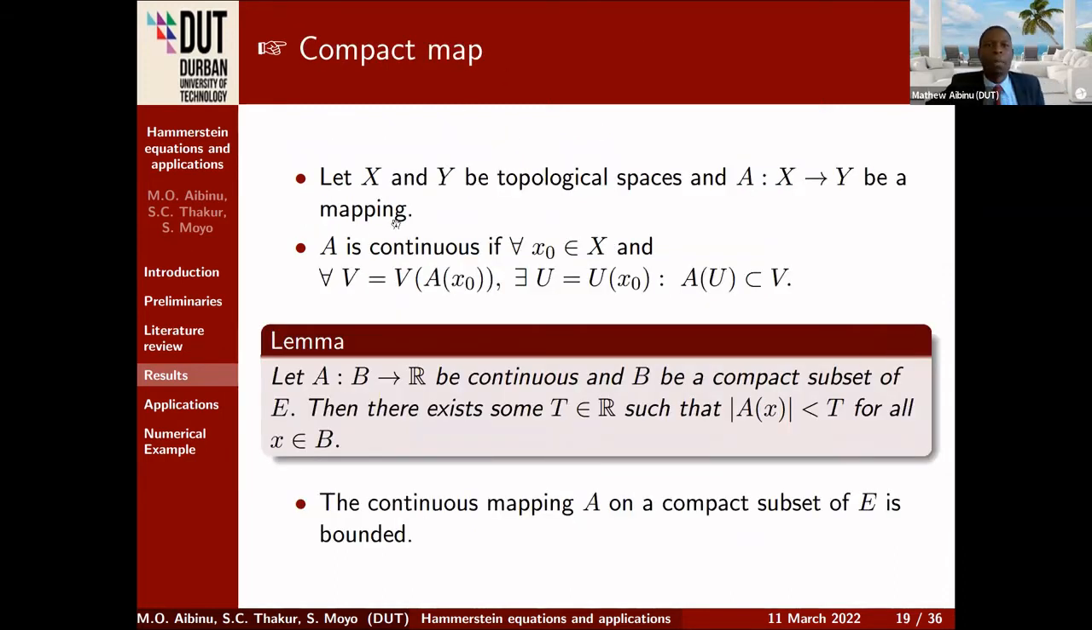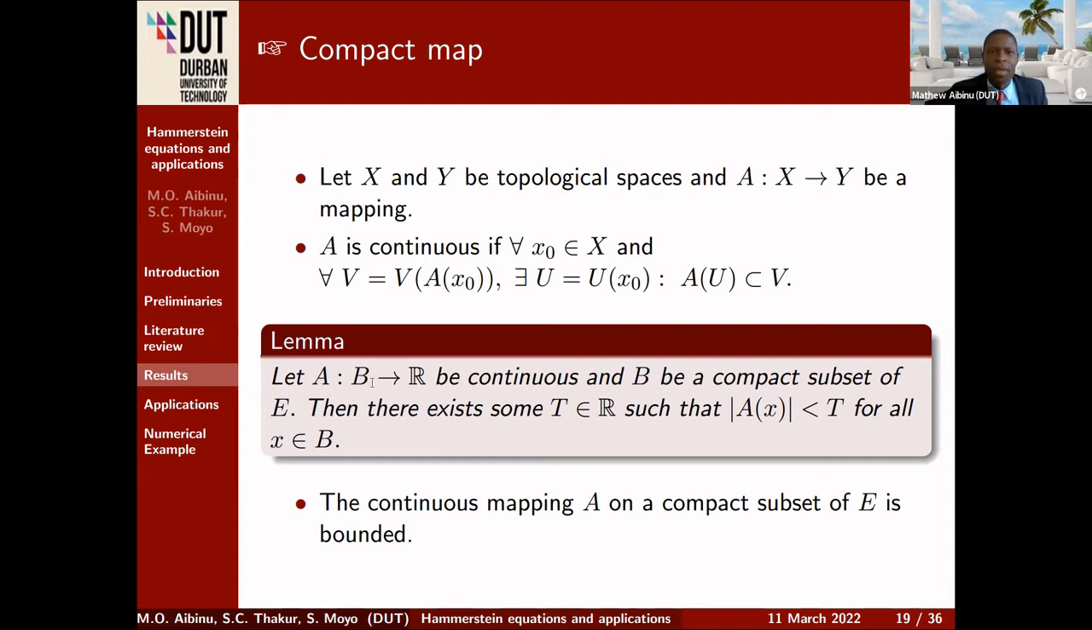We want to talk about compact maps. Let X and Y be topological spaces, and A be a mapping defined from X to Y. That is the definition of continuity. A is said to be continuous if for every x naught in X, and for every phi in this, there exists U such that this is a subset of phi. Now we prove this because we need it in our result.